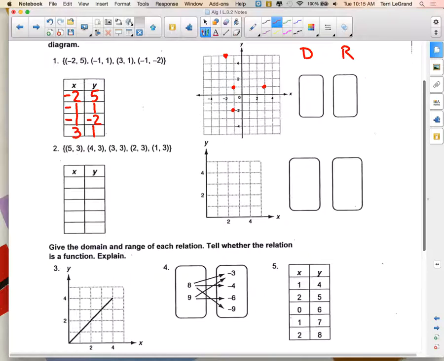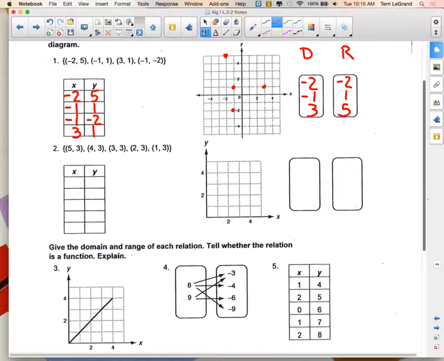So this would go -2, -1, what else? No, not -1 again. Remember, no redundancy in the domain. And 3, yeah. And how about the y values? How would they go? No, least to greatest. -2, 1, 1, 5. Okay, now we map.